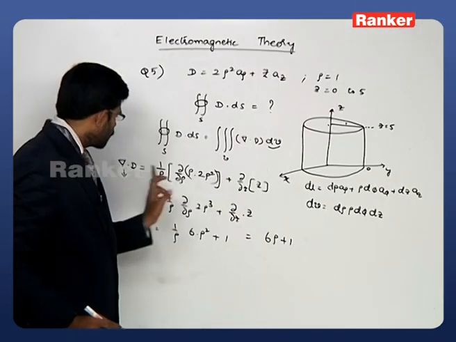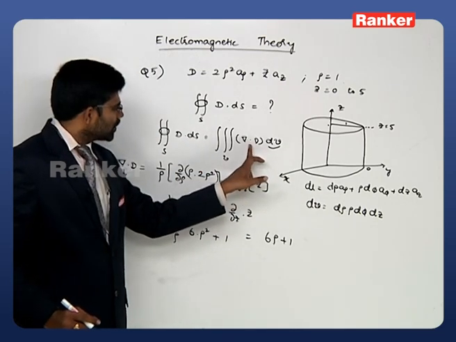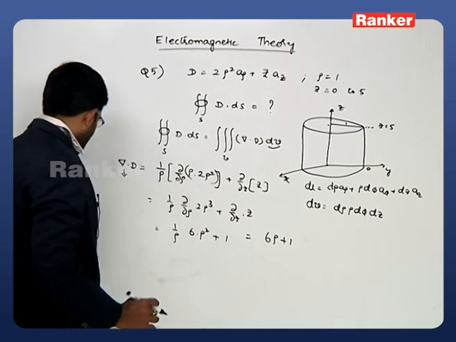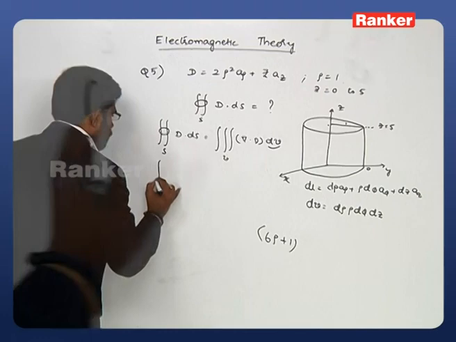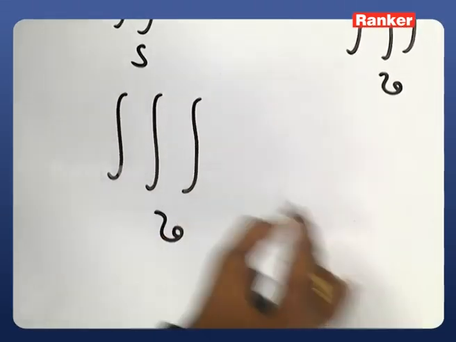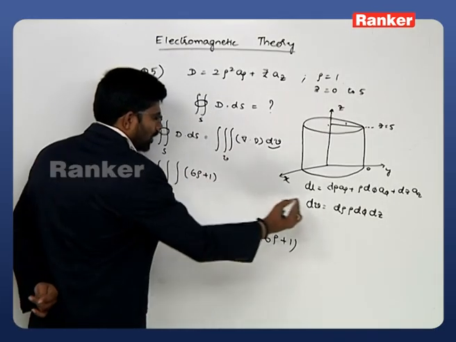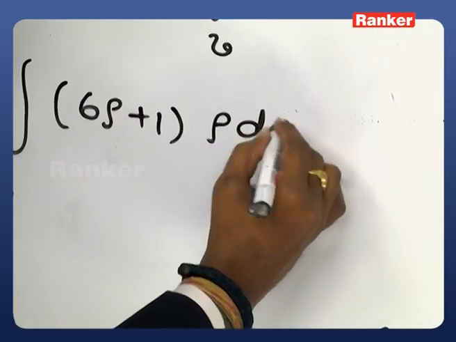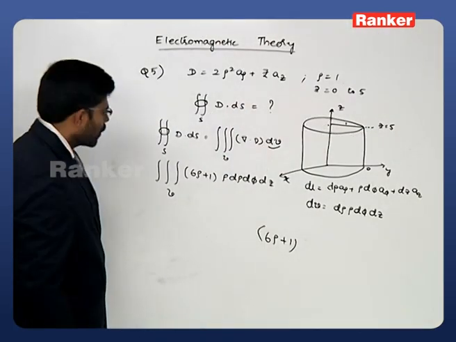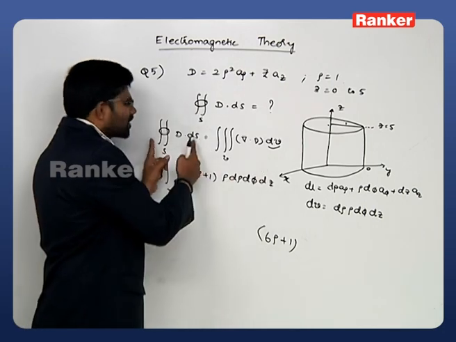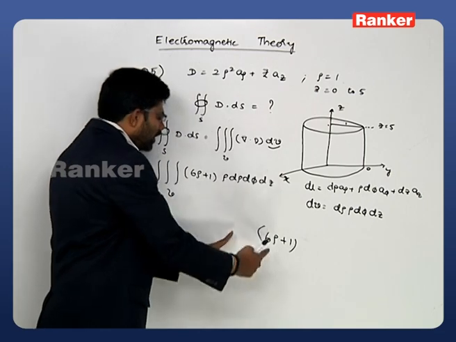Now we will substitute this divergence and this dV here. By substituting the divergence and dV, we can easily calculate this. So this is the divergence term we have. Substituting here, the total volume integral of the divergence term is 6 rho plus 1, and the dV term is rho d rho d phi dz. So here we are taking the equivalent of this surface integral, taking the divergence of this term, and solving the volume integral.